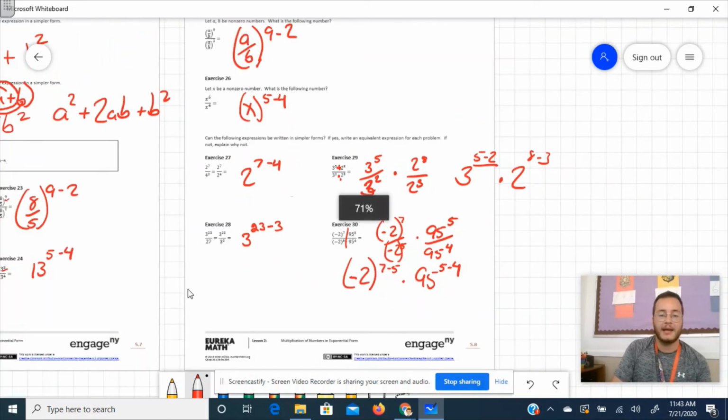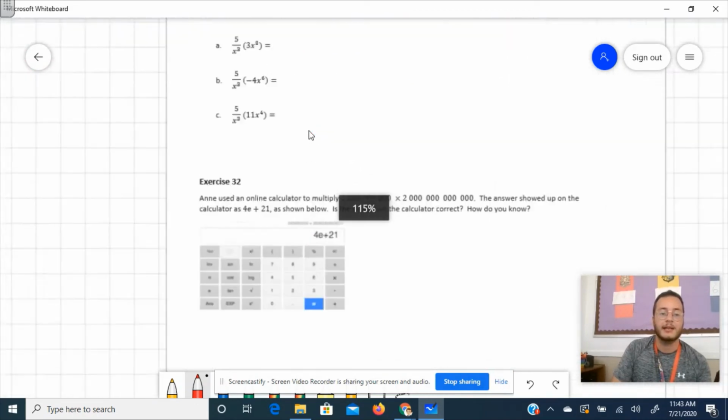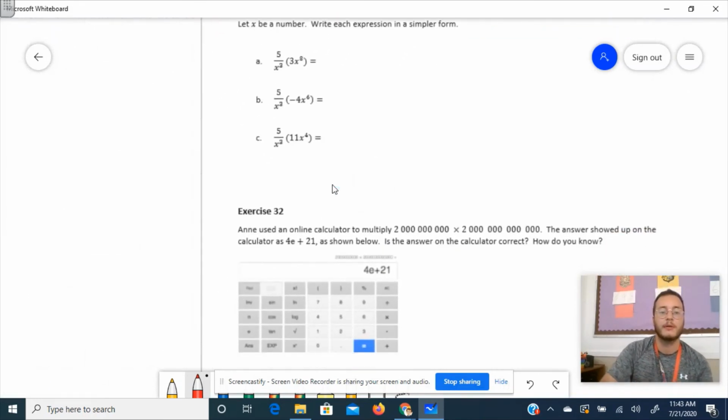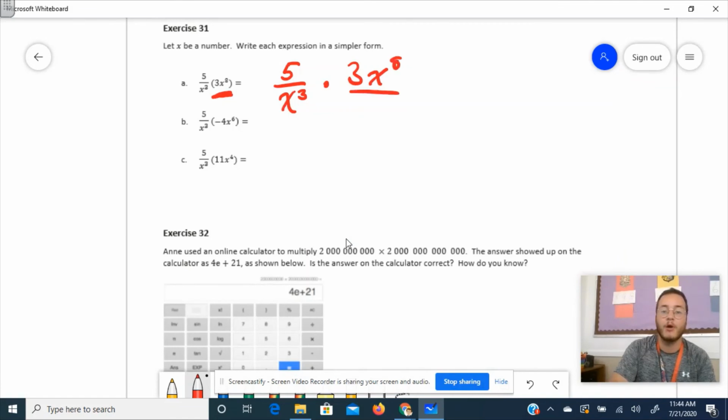And our last exercises. Let x be a number. Write each expression in simpler form. I'm going to pause the video and restart this. So remember, whenever I have a fraction and I'm multiplying it by a whole number, I want to make sure that I make them both fractions. So I have 5x to the 3rd times 3x to the 8th power over 1.